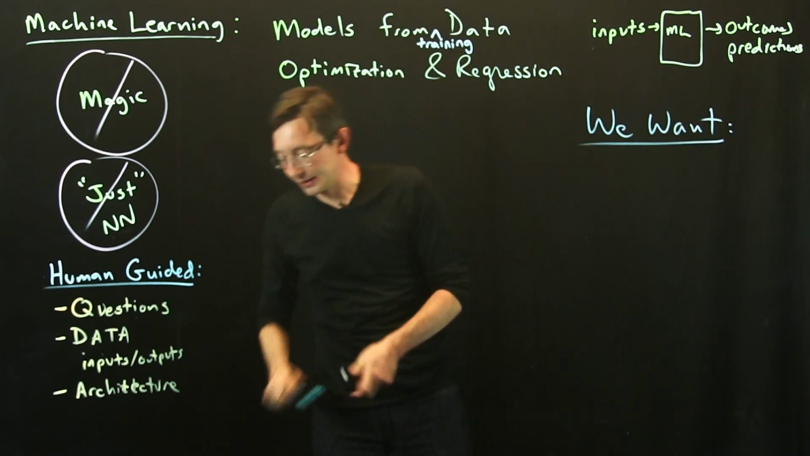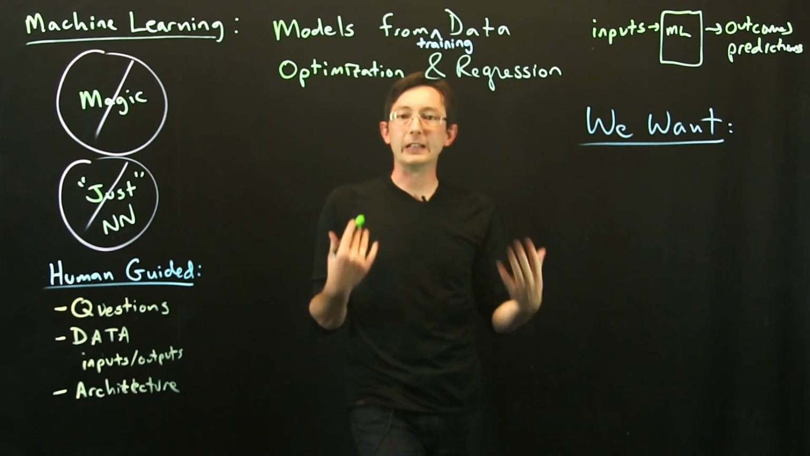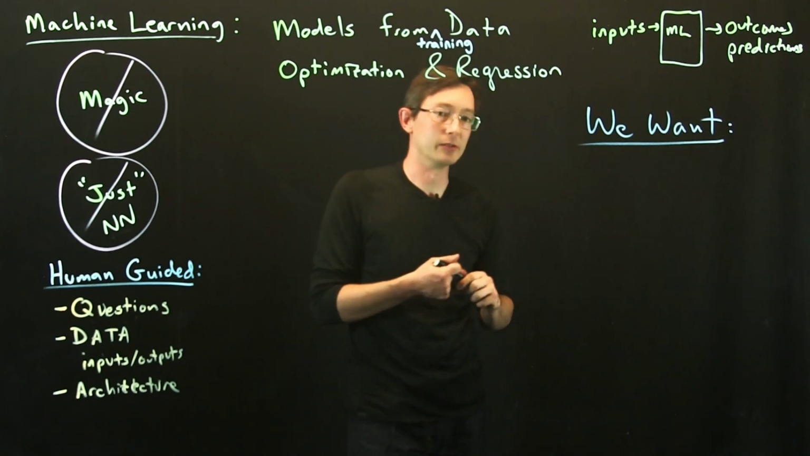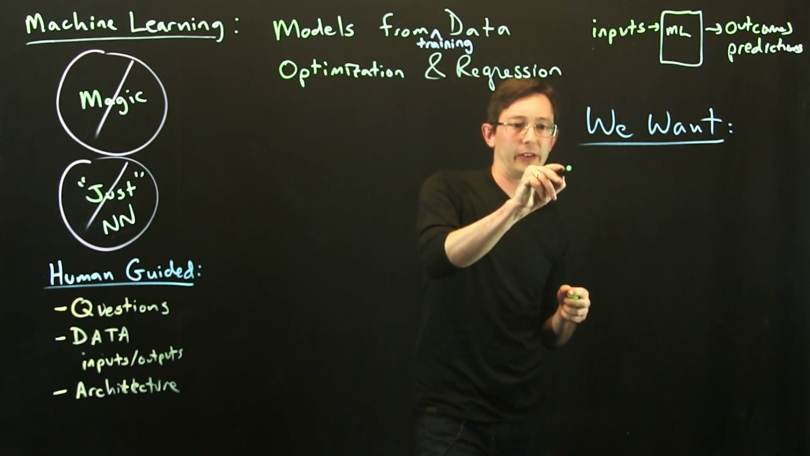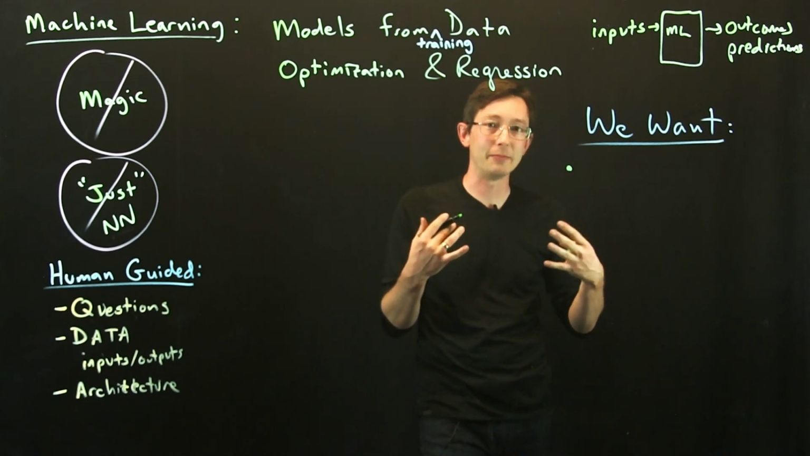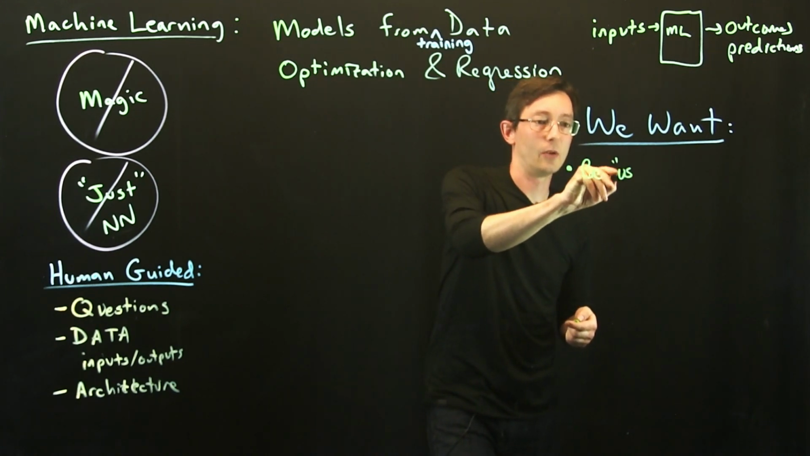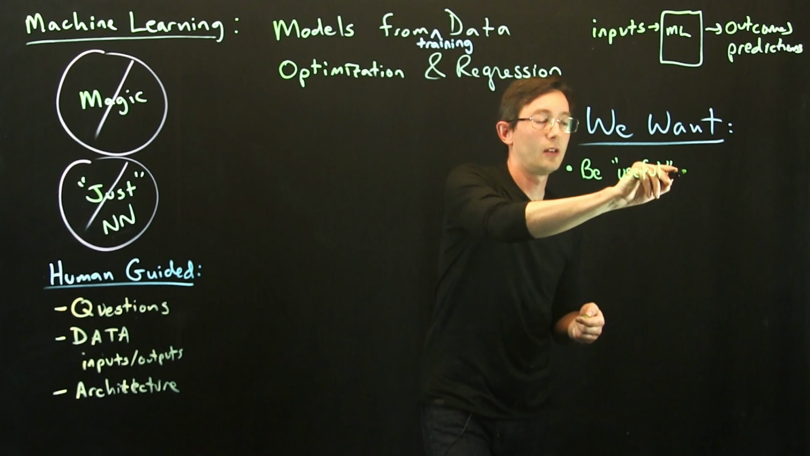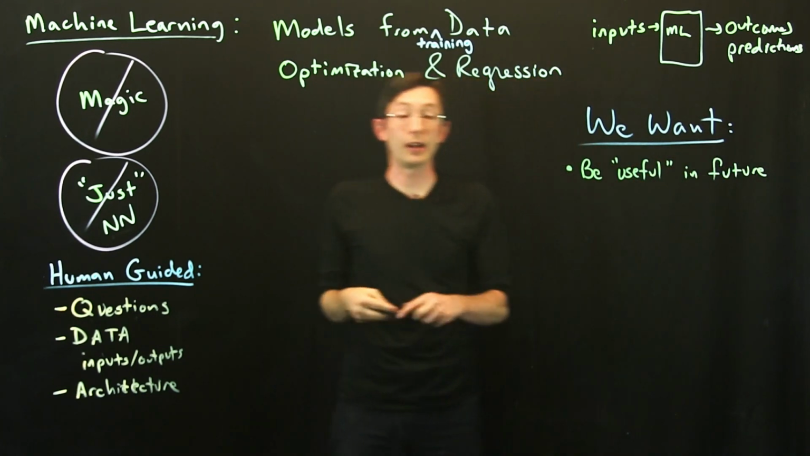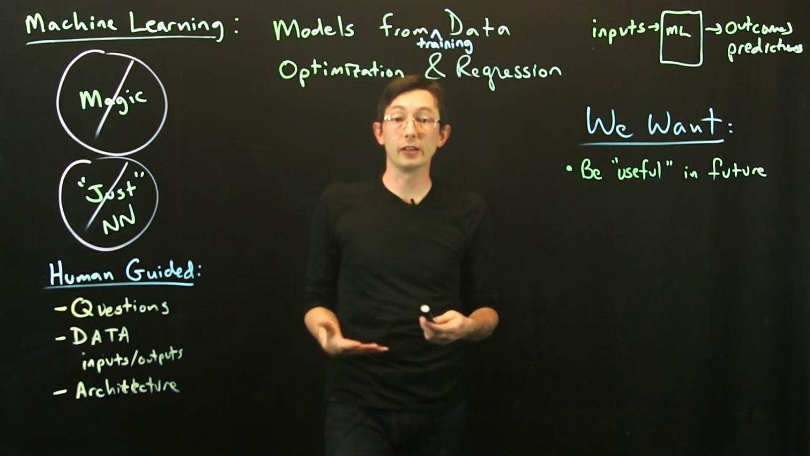So I'm going to talk about what we want. And this is a pretty nuanced and subtle set of features that we want our machine learning models to have. And so I'm just going to talk you through some of these issues. I'm going to start a little vague to begin with. What we really want is our models to be useful in the future, whatever that means. And there are different ways that models can be useful. It depends on what your questions are and what you're going to use them for.